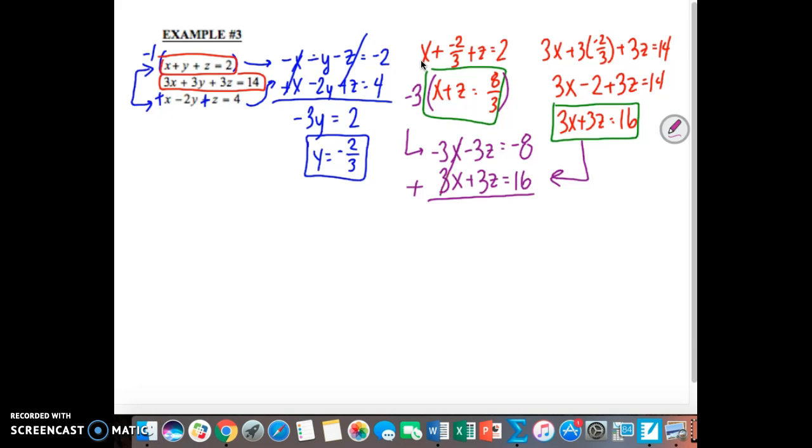the -3x plus 3x reduces. The -3z plus 3z reduces, and on the left-hand side, we're left with 0. -8 plus 16 equals +8. Now we ask ourselves, is this a true statement? Certainly, 0 does not equal 8, so we can write no. Anytime we have a statement where we say no to, that answer is no solution.